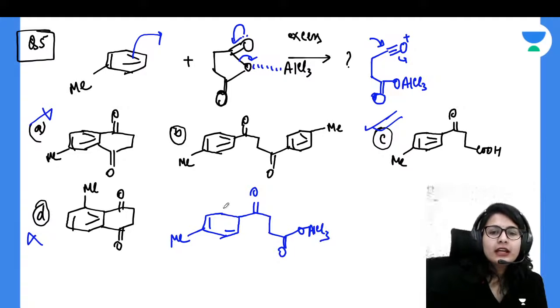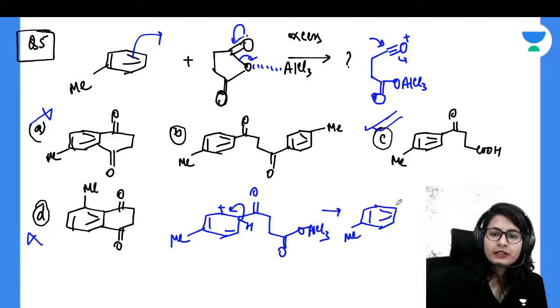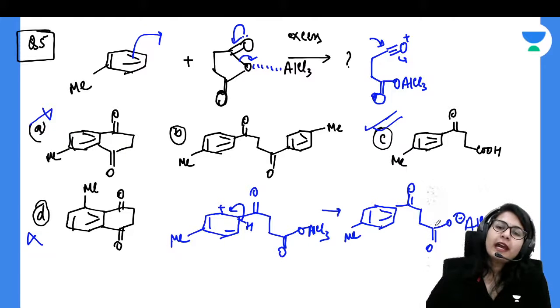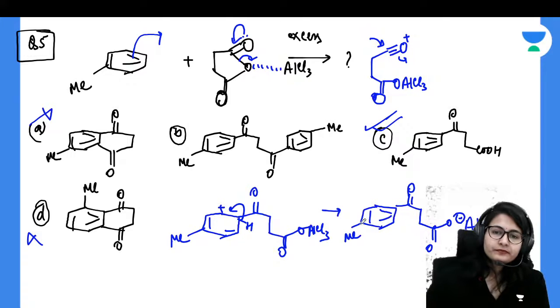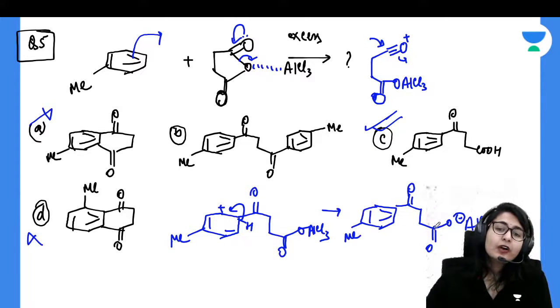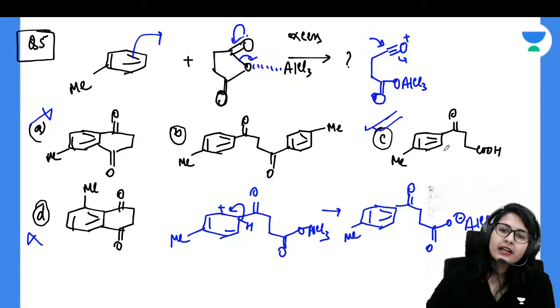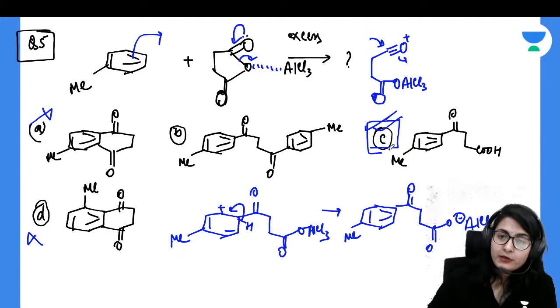OAlCl3. Now one proton is going to fall off and it's going to give you this kind of a molecule. However, you have the carboxylate over here. The problem is you have a carboxylate salt connected with AlCl3. You don't have any leaving group. O minus is not a leaving group. So the ring cannot attack onto this carbonyl and remove the O minus. O minus is not removable. That is why you are getting option number C as your major product.